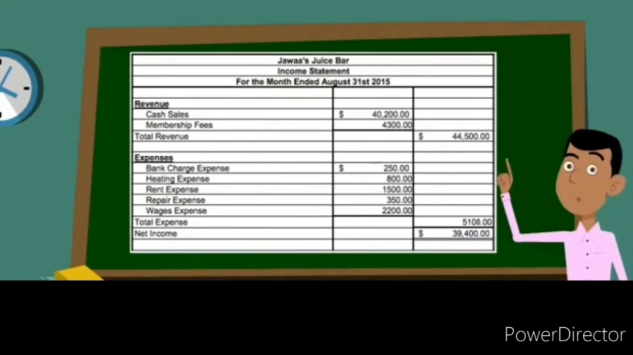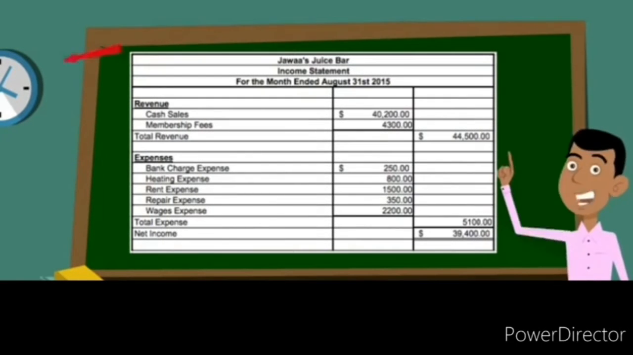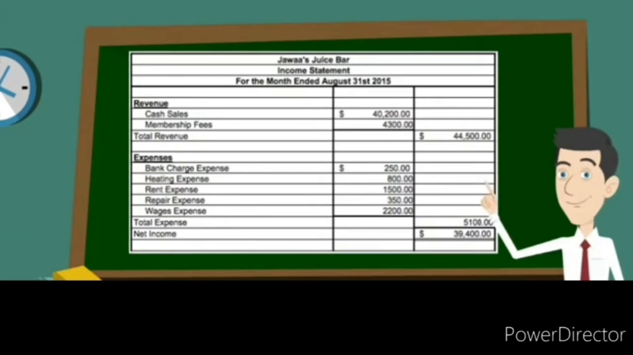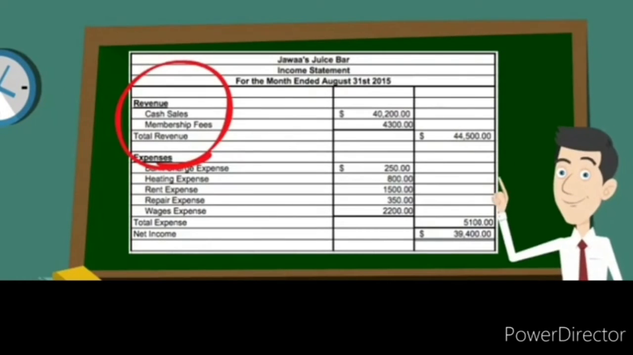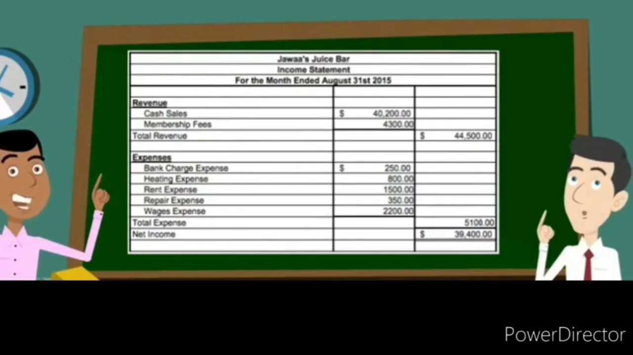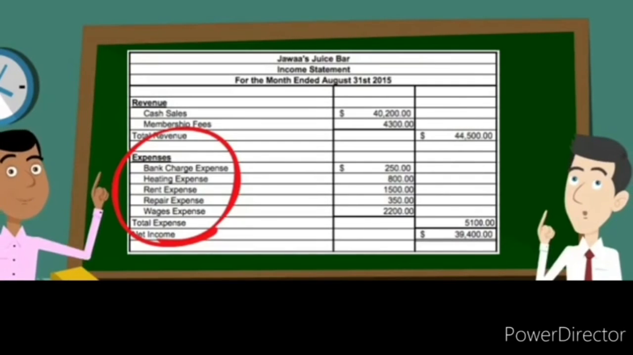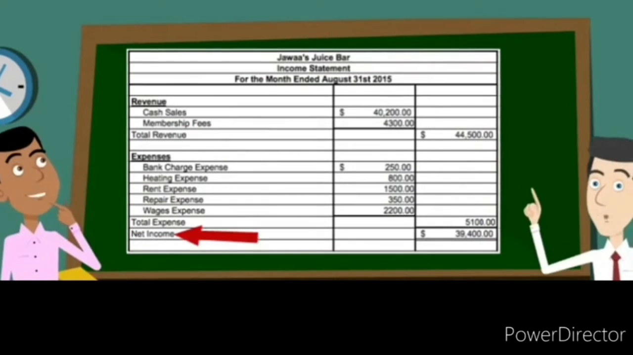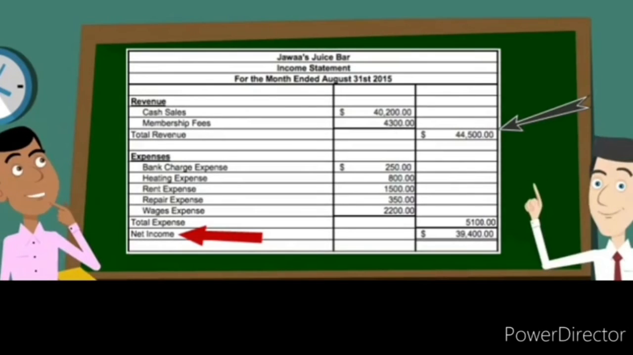Here we have Jawa's Juice Bar's income statement for the month of August 2015. The total revenue comes from the cash sales and the membership fees. And the total expense comes from the bank charge expense, heating expense, rent expense, repair expense, and wages expense. The net income is the total revenue minus the total expense.